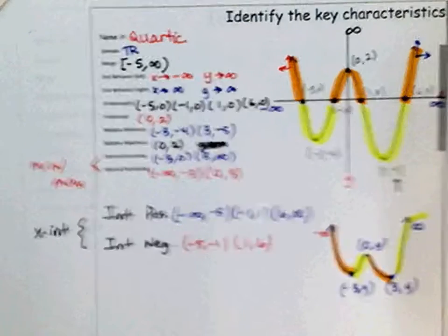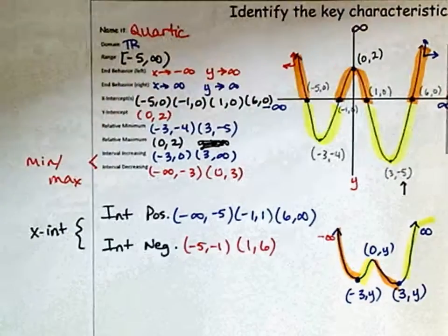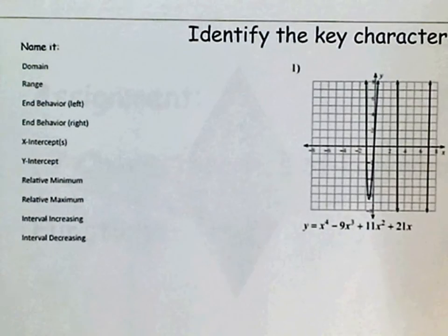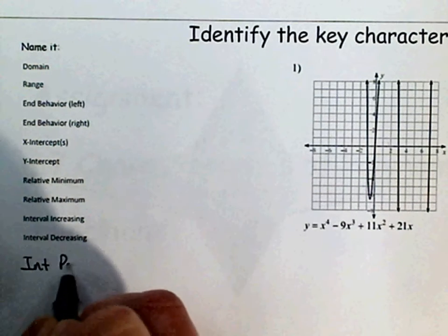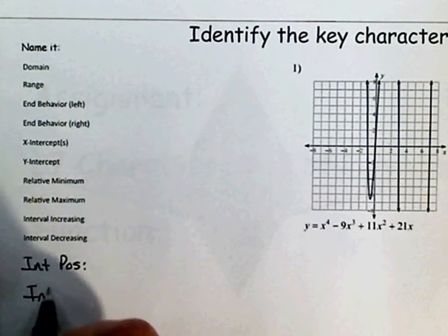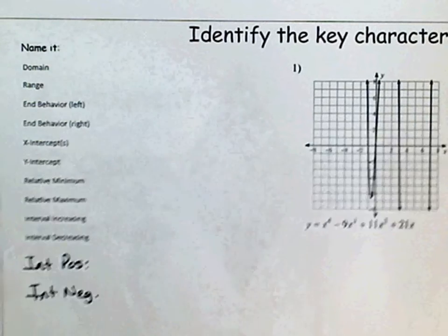Okay. All right. Now let's go do one from your homework. This is number 1 from your homework. And I do want you guys to add interval increase positive and interval negative. All right.